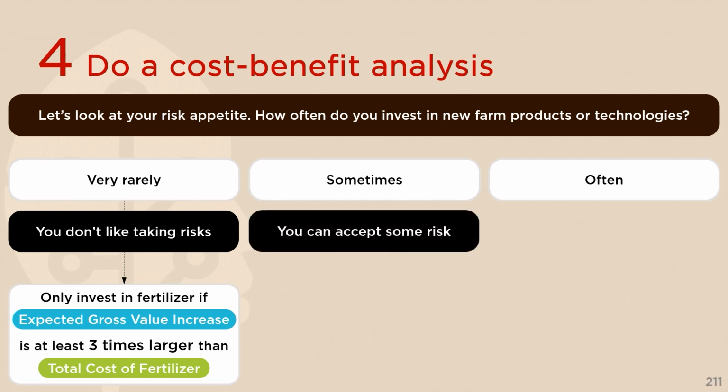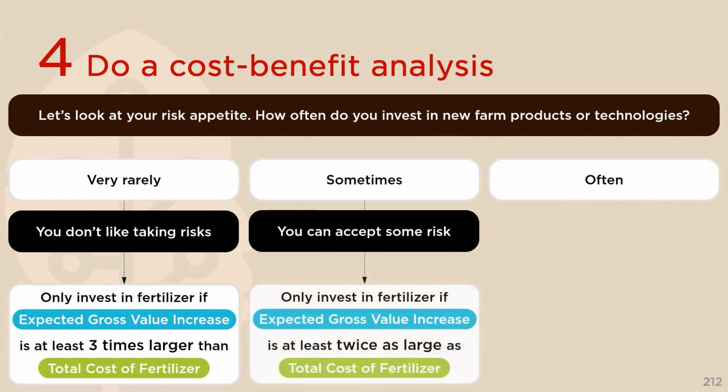If you answer sometimes, then you accept some risk. You have a medium risk appetite. You would therefore only invest if your expected profit is quite larger than the cost you need to incur. We recommend you only invest in fertilizer if your expected gross value increase is at least twice as large as the total cost of fertilizer. That means your benefit cost ratio should be at least 2. For every naira invested, you expect to get at least 2 naira in return.